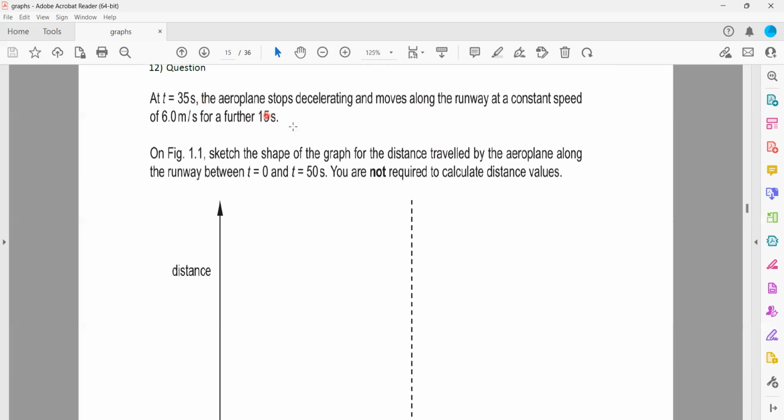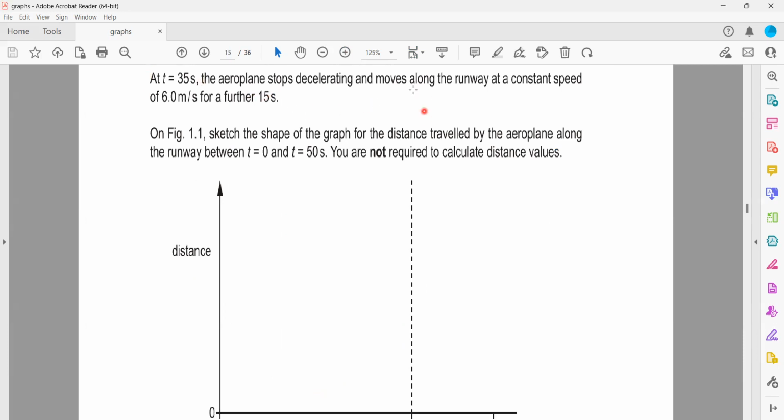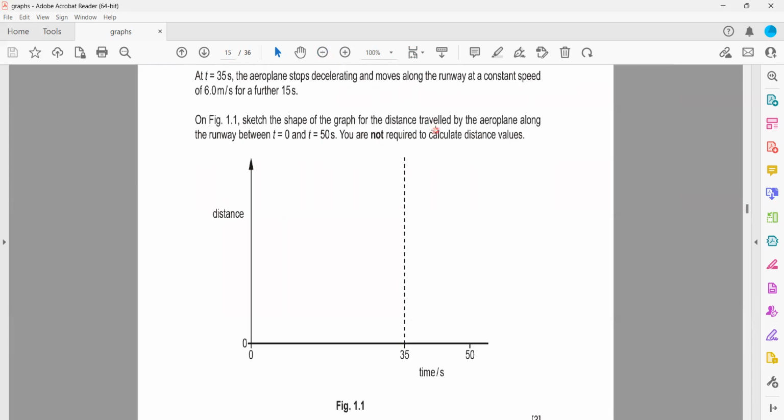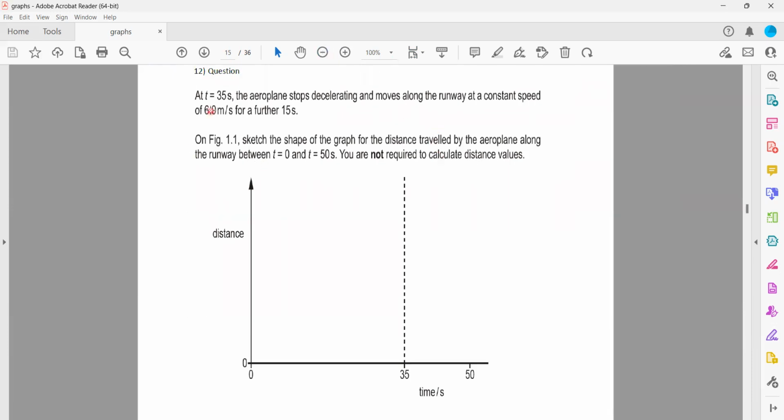At time 35, the airplane stopped decelerating and moved along a runway at a constant speed of 6 meters per second for a further 15 seconds. On the figure, sketch the shape of the graph of distance traveled by the airplane; you are not required to calculate a distance value. First, it was decelerating.